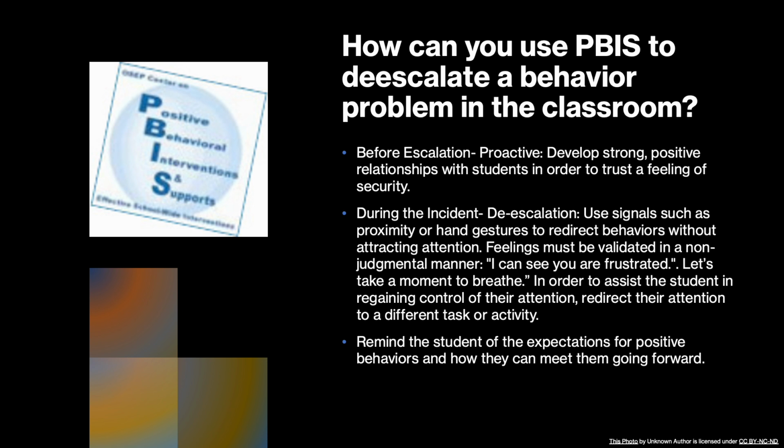How can you use PBIS to de-escalate a behavior problem in the classroom? Before escalation is known as proactive. Develop strong positive relationships with students in order to build trust and a feeling of security. During the incident or de-escalation, use signals such as proximity or hand gestures to redirect behaviors without attracting attention. Feelings must be validated in a non-judgmental manner.